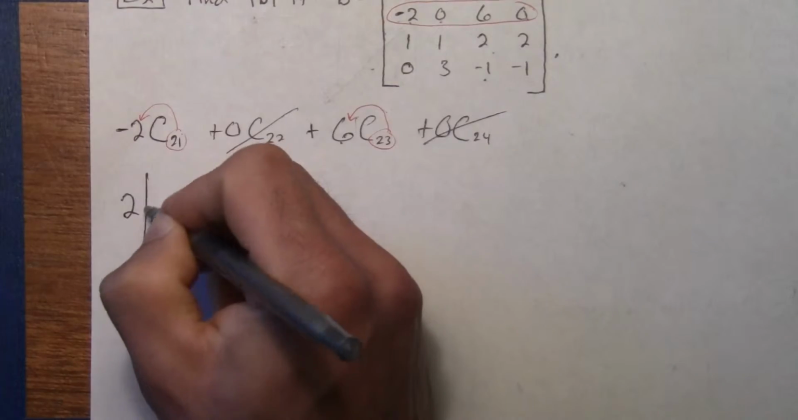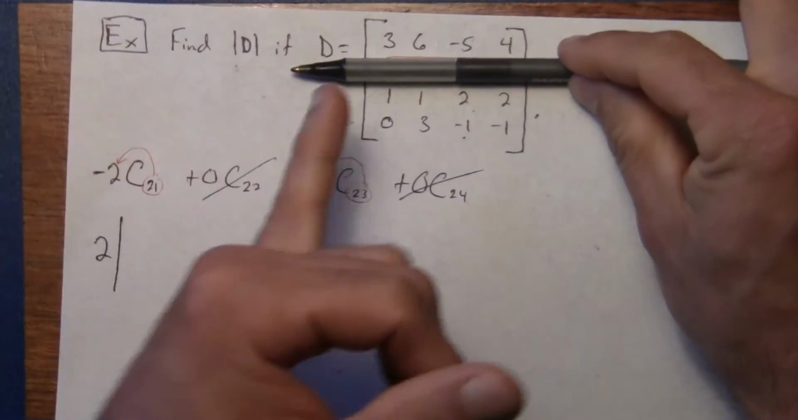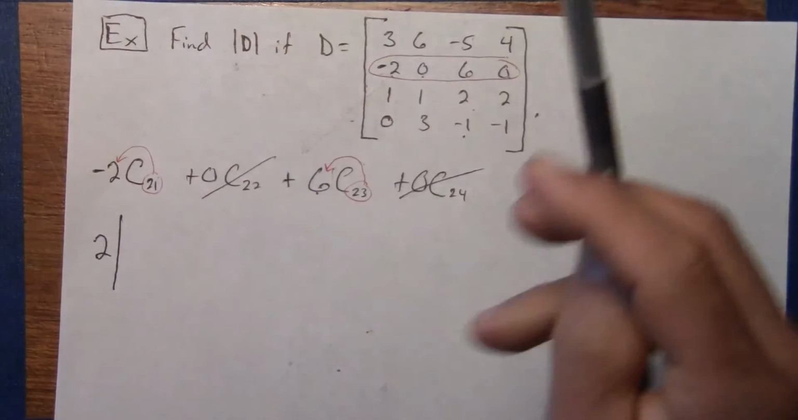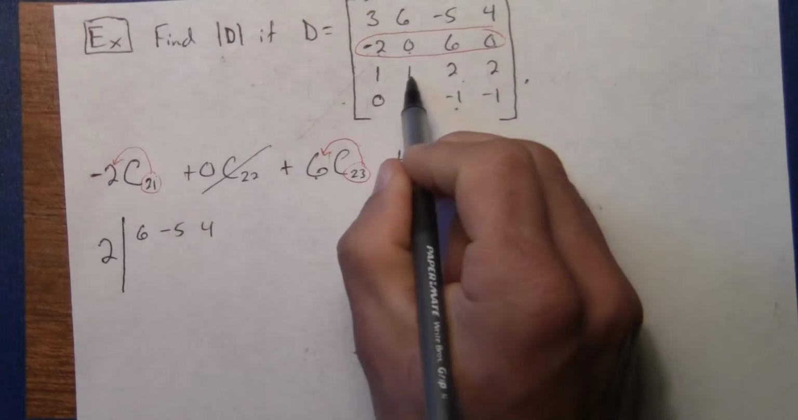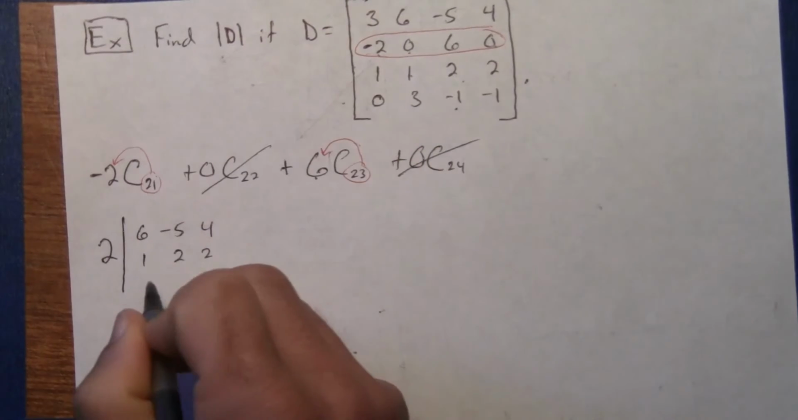And then I'm looking for the technically minor, I'm just going to call it cofactor. Block out the second row, first column, and I'm going to write down that matrix. So 6, negative 5, 4. And then it would have been 1, 2, 2. And 3, negative 1, negative 1.